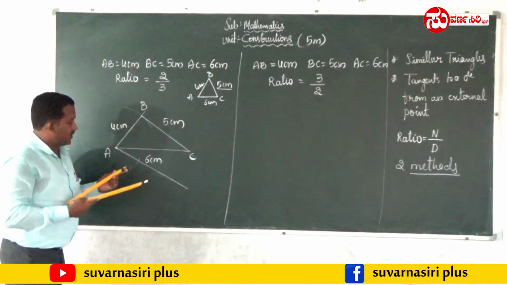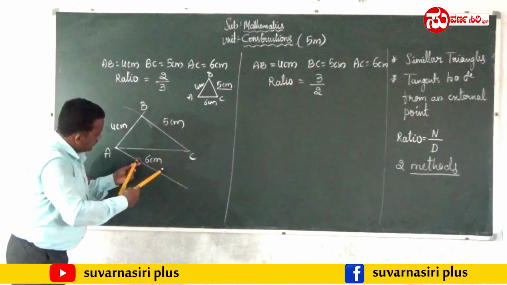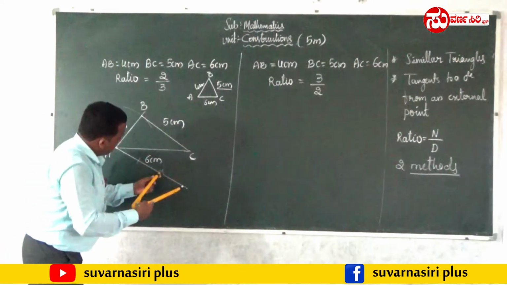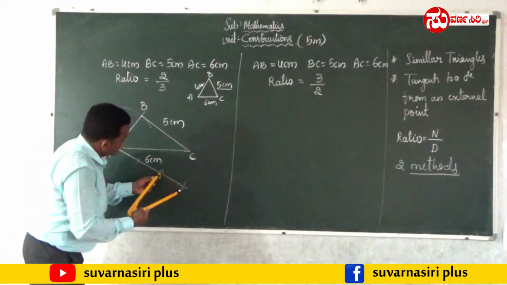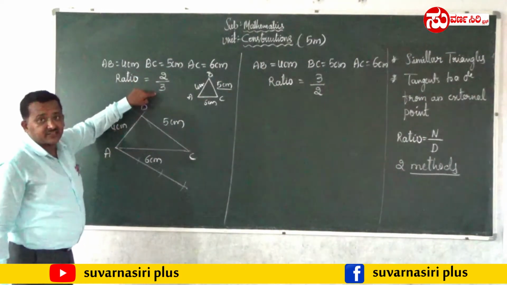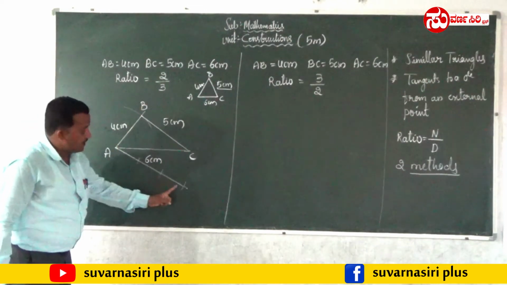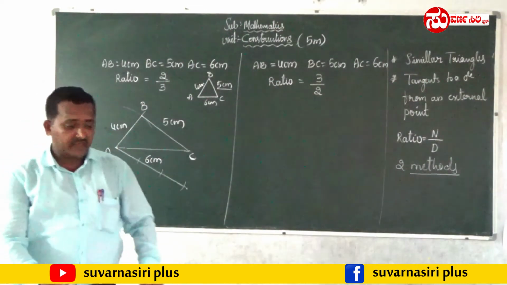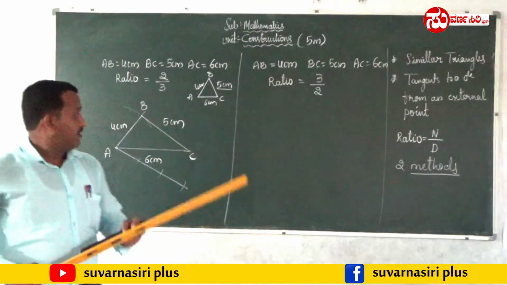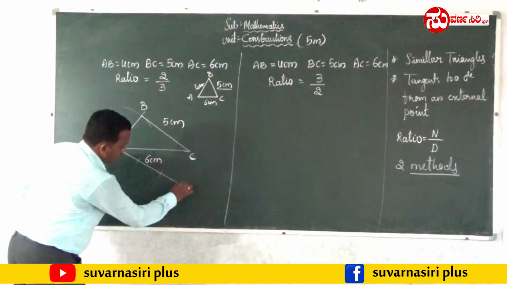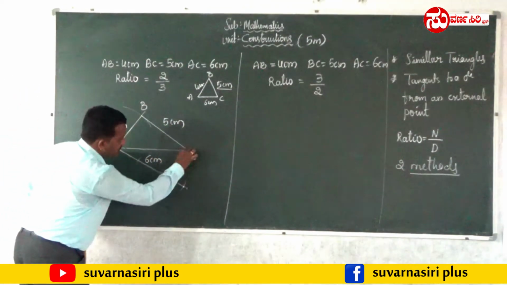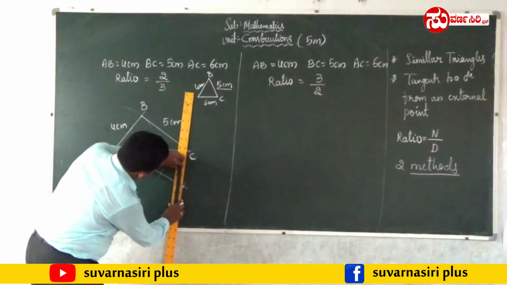How many arcs do you have to draw? You have to draw the highest number of arcs that you have in the fraction. Here the highest is 3, so I have drawn 3 arcs. Then with the help of the scale, you have to join the last point to the point C. So here it is.